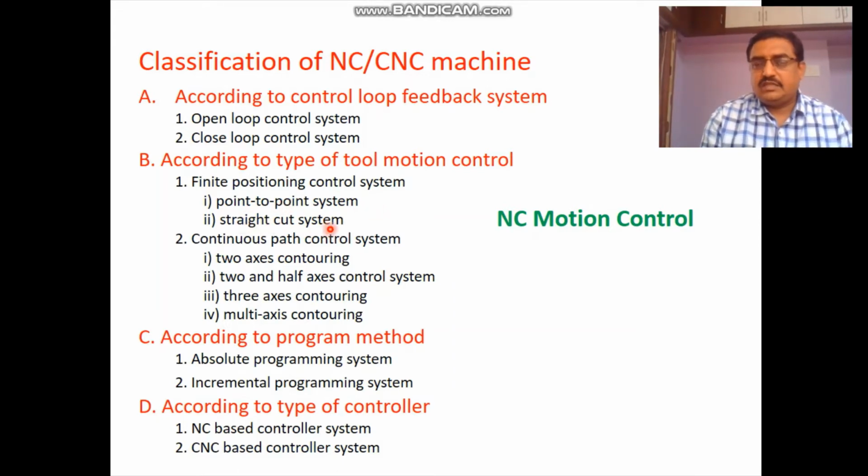Straight path: if there is no contour path, so straight line movement in cutting operation, in turning operation, so straight cuts are there, that is called straight cut control system.